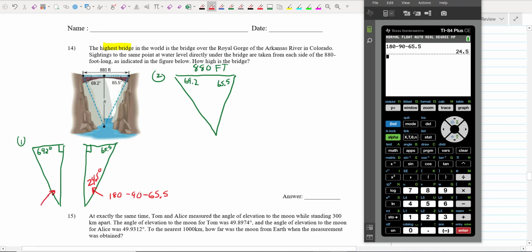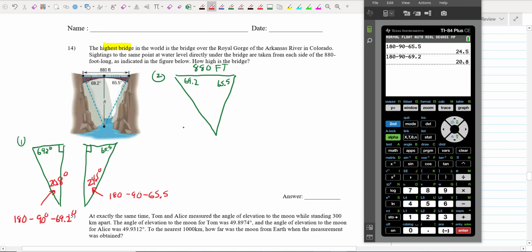I can do the same here. I can do that angle as 180 minus the 90 degrees minus 69.2 degrees. So I can go ahead and do that. Okay, so let's do that. That looks like 20.8 degrees like that then. All right, so I got that.